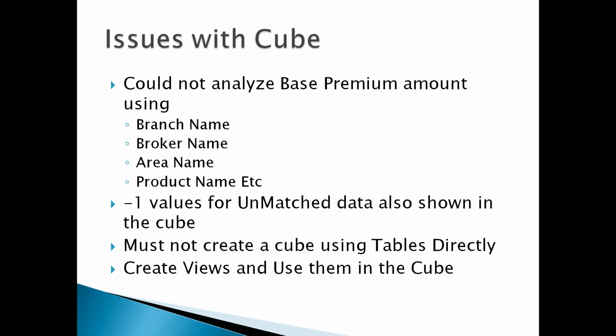So as part of the ETL process, we may create a lot of other columns like created date, updated date, and a lot of other columns will be available. And for unmatched data, we are putting -1 values, and all this data is not needed for the end users. Clear? And you must not create a cube using tables directly. Create views and use them in the cubes.